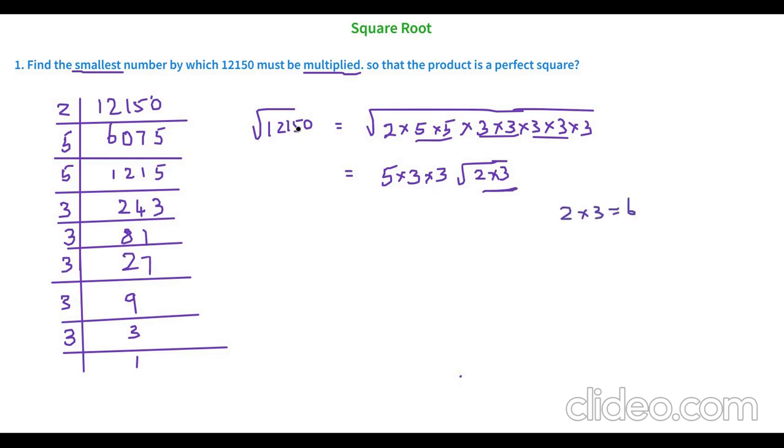So this number 12,150 has to be multiplied with 6. So when we multiply this with 6, 12,150 should be times by 6. So when you times by 6, we will make it into pairs. We will make these numbers into pairs.